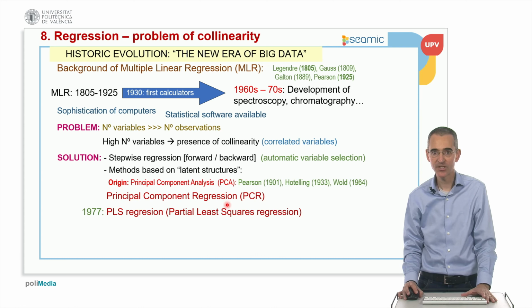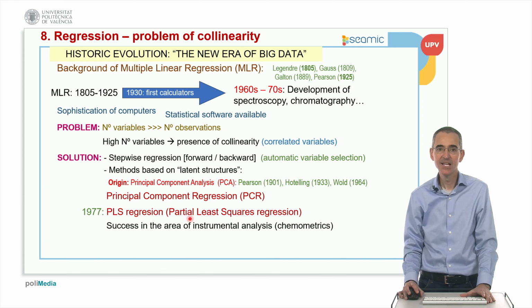It's a regression model, and then from the work of Wold, based on this algorithmic procedure for PCA, some years later we had the development of PLS regression, which is also an algorithmic procedure to compute regression. It was first developed in 1977. PLS regression stands for partial least squares regression. This method had a great success in the area of instrumental analysis, what is frequently called chemometrics.